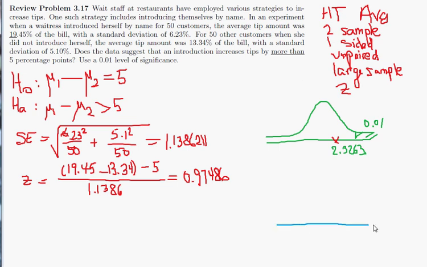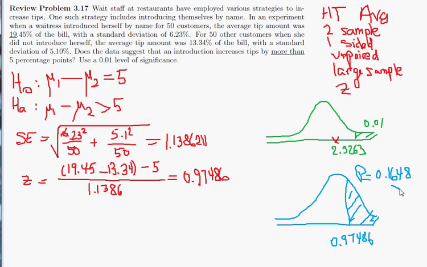Alternatively, we can figure out the probability of seeing something that extreme or more extreme. So finding the area, in this case to the right, of 0.97486. And I only figure out the area to the right because the alternative hypothesis has a greater than. So the p-value, if we work that out, is 0.1648. So 0.1648 is bigger than my value of alpha of 1%, and so the decision will be to retain the null hypothesis.